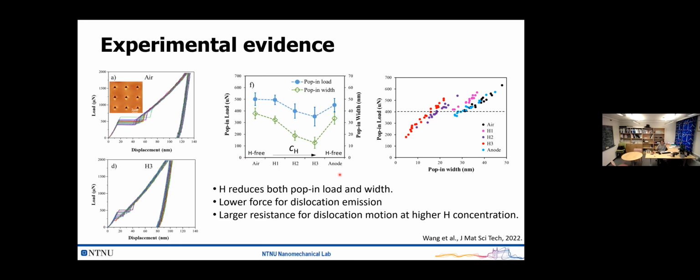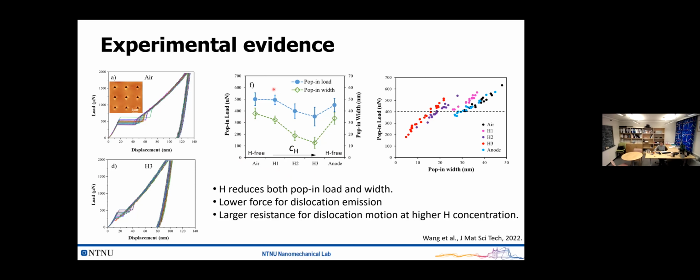Anode means then we degas the hydrogen from the material. So we again reach a hydrogen-free case. Interestingly, we see that both the popping load and width decrease with the increasing hydrogen content. Well, after degassing, it's almost back to the hydrogen-free case.